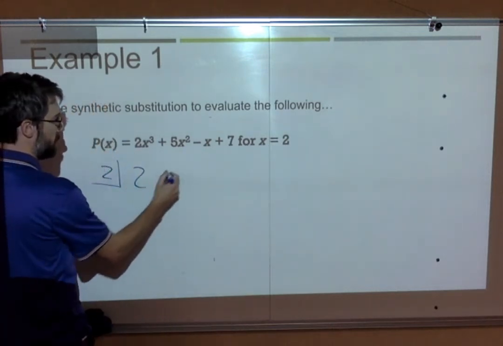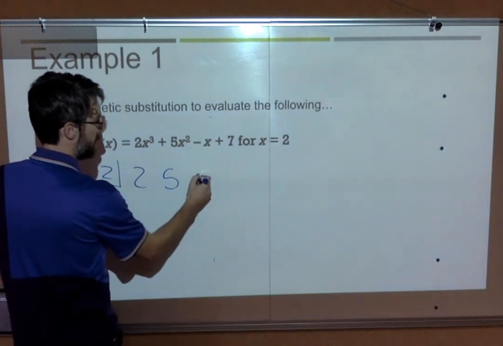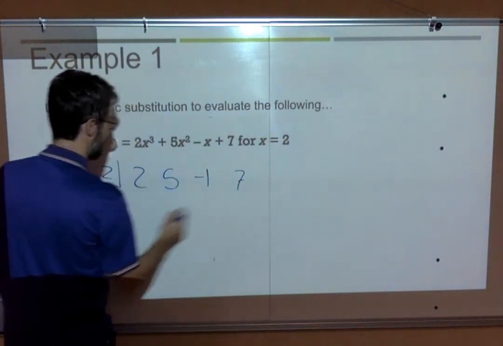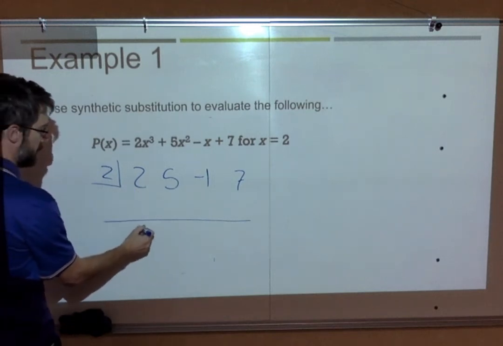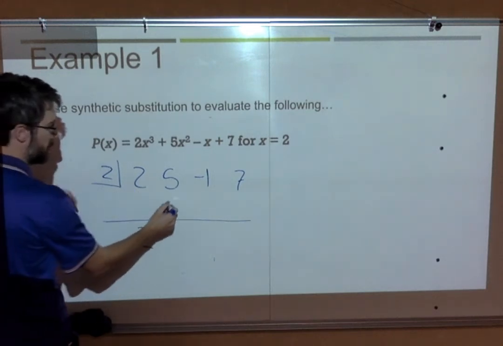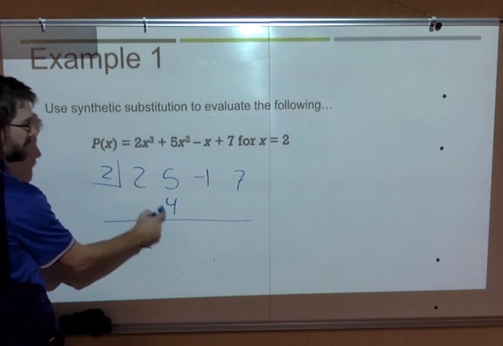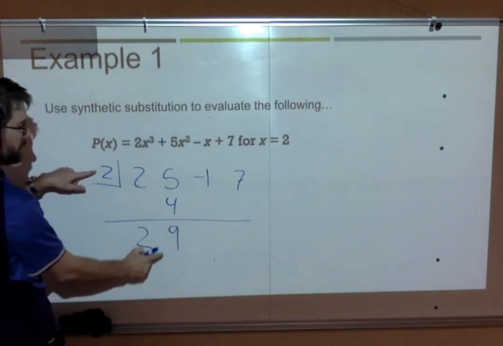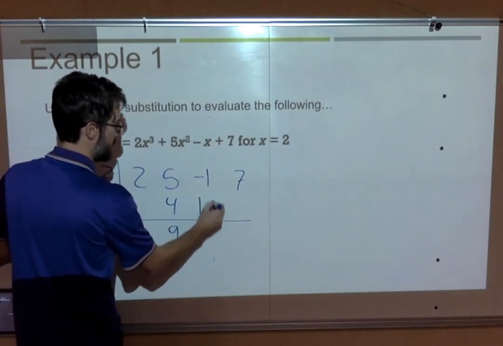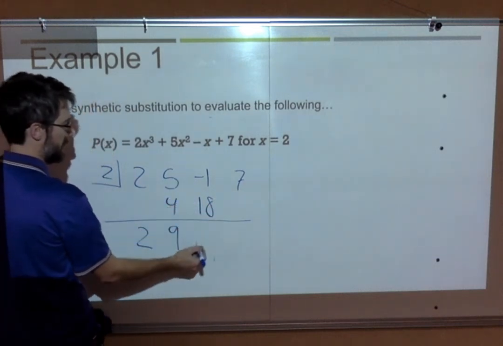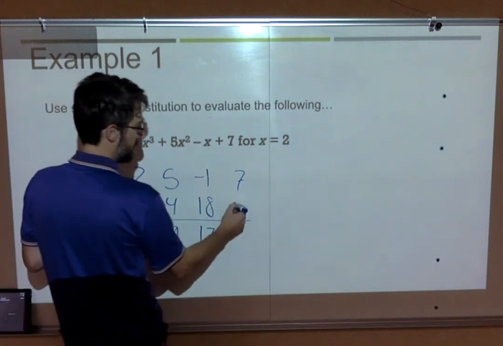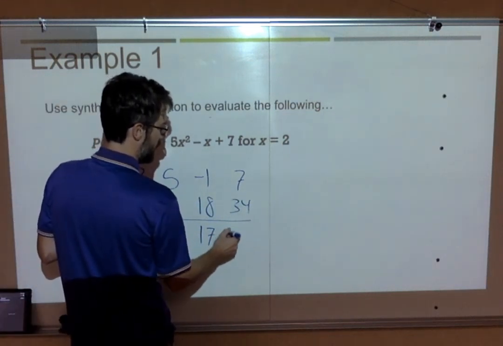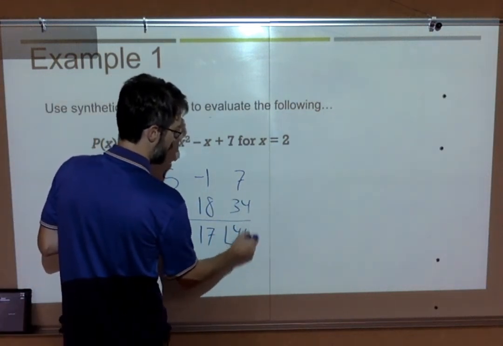Then we've got 2, 5, negative 1, 7. And bring down the 2. 2 times 2 is 4. 5 plus 4 is 9. 2 times 9 is 18. Negative 1 plus 18 is 17. 2 times 17 is 34, and 7 plus 34 is 41.